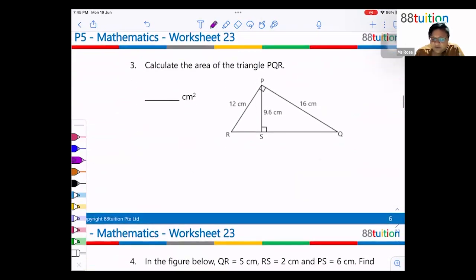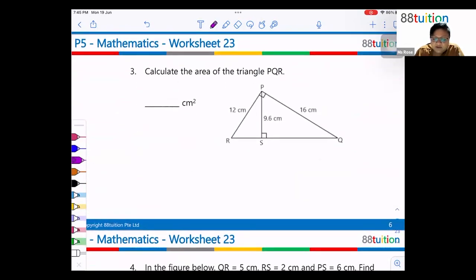Okay, question 3. You're supposed to calculate the area of triangle PQR. Now, who took the base? If the base is RQ, what is the height? PS. Okay, so you all got it. Bella got it, Joanne got it, Jinlong got it.